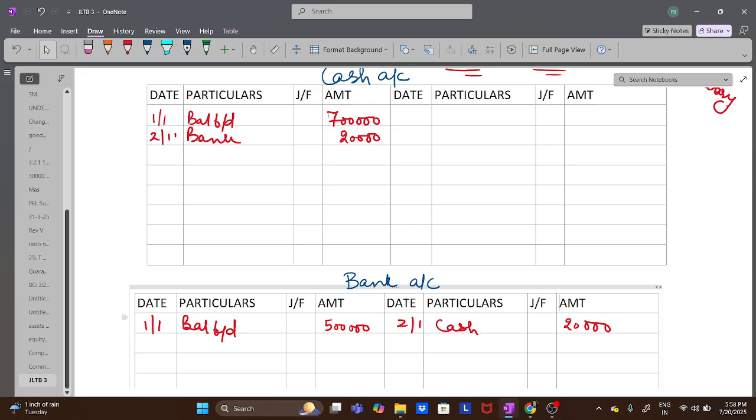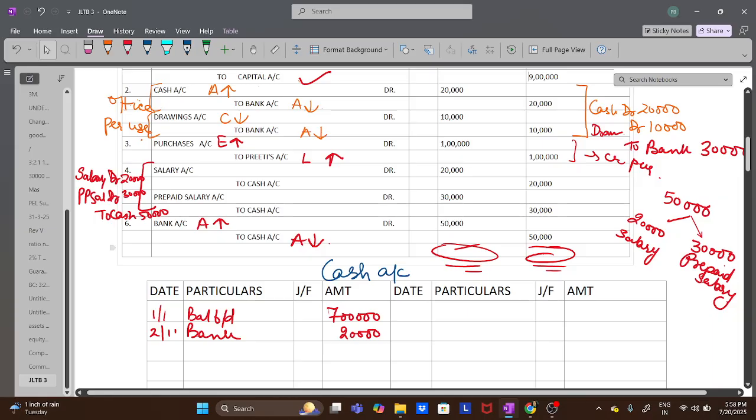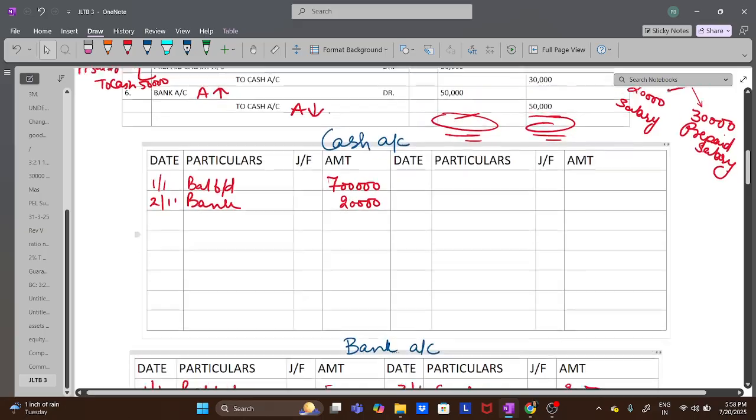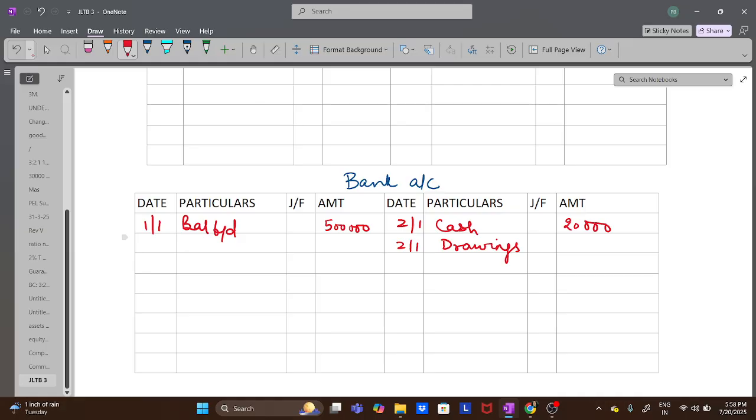Now my next entry. That was drawings to bank. Drawings increases. Sorry, drawings is debited, bank is credited. So let me write here same date 2/1. Reason is drawings. Amount is 10,000.